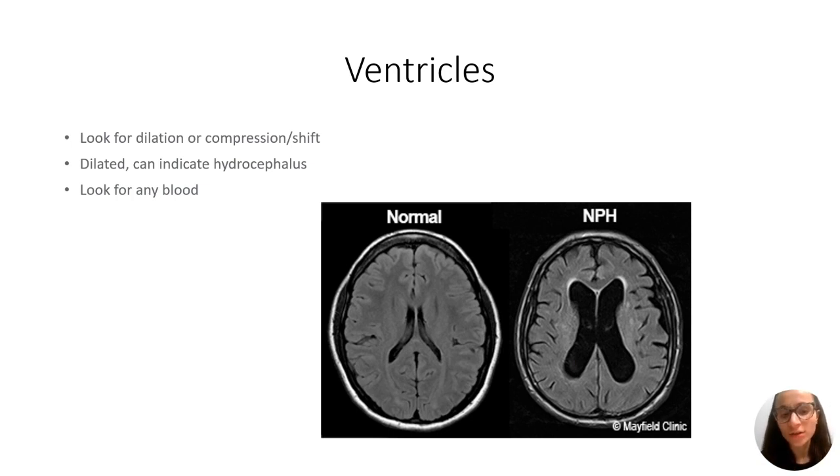The fourth thing is blood can be very bad: V, in ventricles. For the ventricles, we spoke about blood before, so you also want to look for blood in the ventricles. You also want to look for dilation or compression or a shift in the ventricles. In terms of dilation, a lot of times it could be hydrocephalus, and you want to look for that, as shown in the picture below.